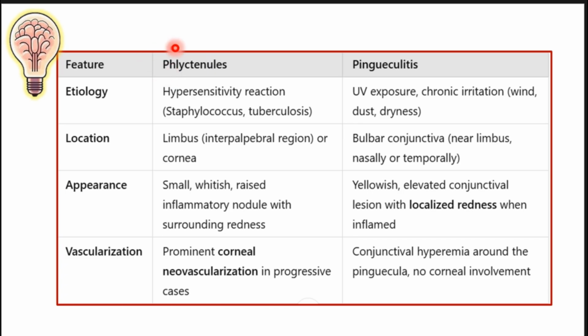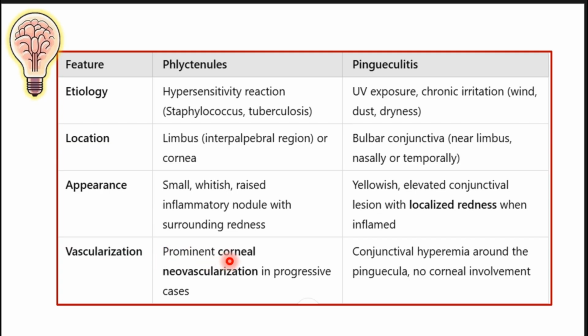Location of phlyctenules mostly near the limbus. However, you can get them at other locations as well. But pingueculitis is on the bulbar conjunctiva. Appearance wise, pingueculitis will be yellowish, and these will be small whitish raised lesions with surrounding redness. Pingueculitis will have a more localized redness, right?